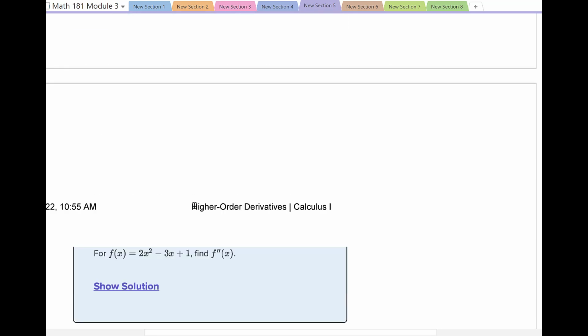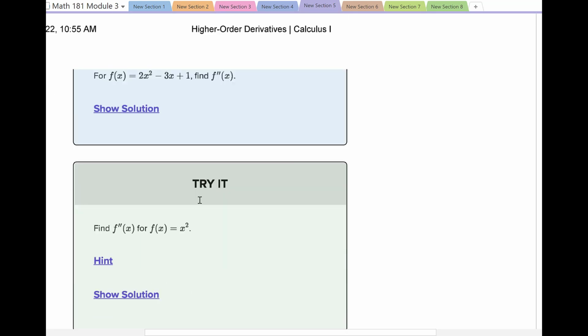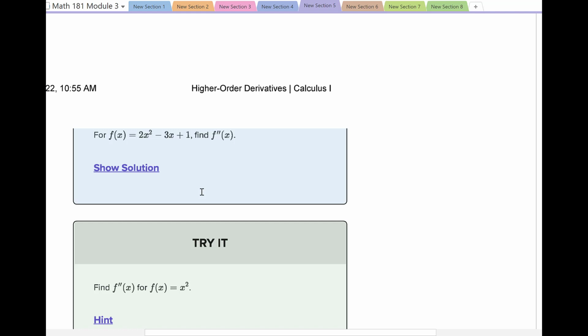So, find a second derivative. f of x equals 2x squared minus 3x plus 1. Find f double prime of x. To do this, we first have to find f prime of x. We'll look for the limit as h goes to 0 of f of x plus h minus f of x all over h.